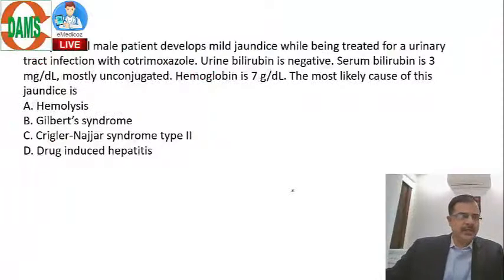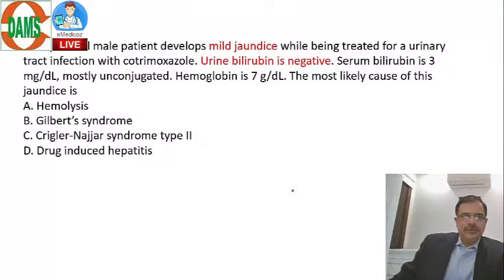Now come to the next question, MCQ. A 15-year-old male patient develops mild jaundice while being treated for a urinary tract infection with cotrimoxazole. So jaundice history is there. Look at the history. Keyword: jaundice. Urine bilirubin is negative. If urine bilirubin is negative, that means it is a case of unconjugated high bilirubin. So serum bilirubin is 3, mostly unconjugated. That is given in the question.